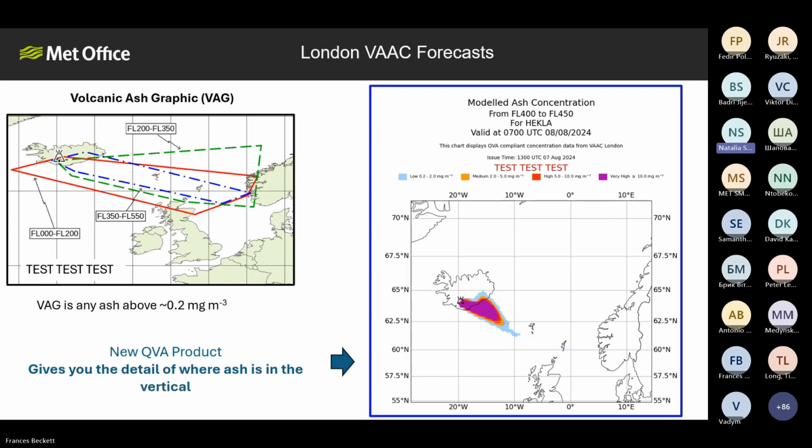By flight level 400 to 450, ash is once again constrained to just off the coast of Iceland. By the time we get to flight level 450 to 500, your ash cloud is much smaller, and it's mostly over Iceland. And by flight level 500 to 550, we're predicting that there's very little ash in the atmosphere, because at this point we're above the ash cloud. And finally, at the very top level, we are predicting that there are no modelled ash concentrations greater than 0.2 milligrams per meter cubed at this altitude.